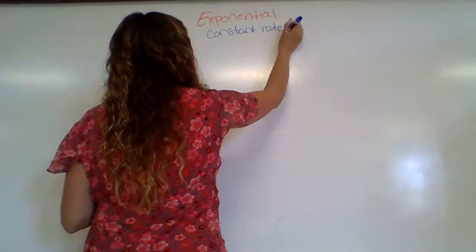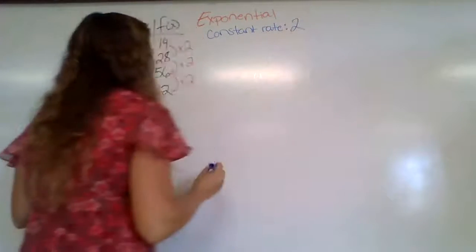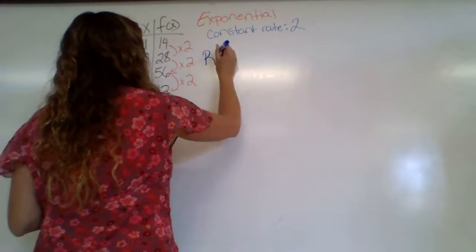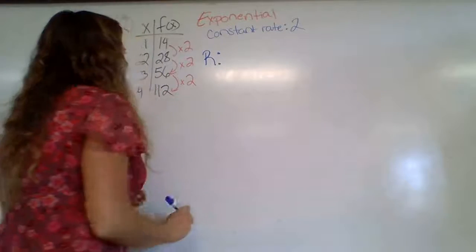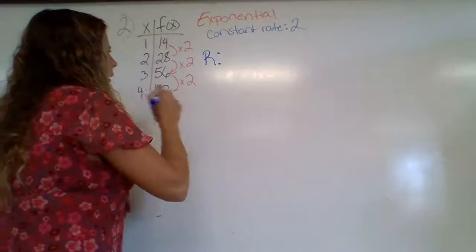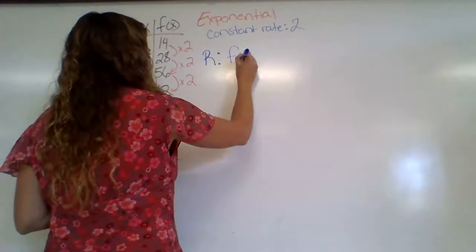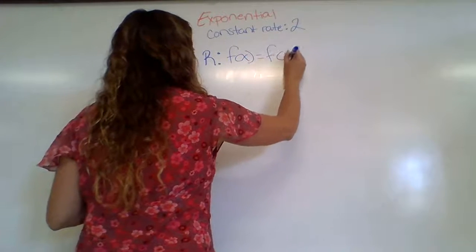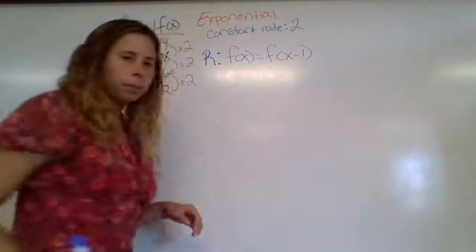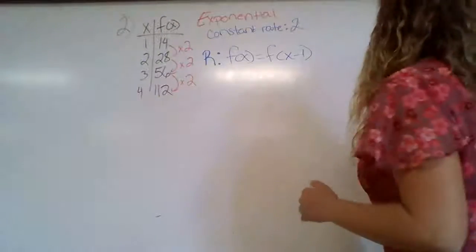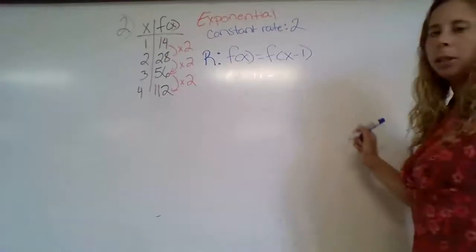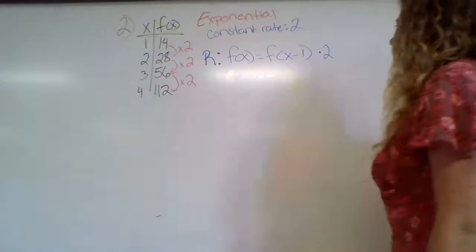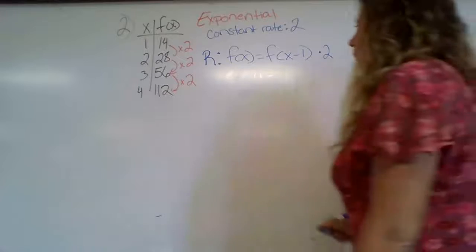And that is 2. We're multiplying by 2 each time. So then for your recursive, start out writing it the same way. F of x equals f of x minus 1. And then what are we doing each time? We're multiplying by 2, times 2. You can write it like that.